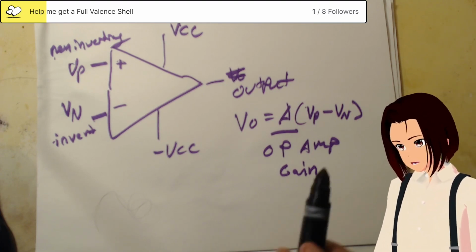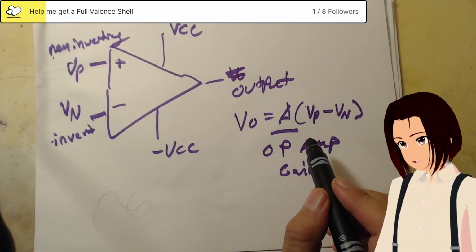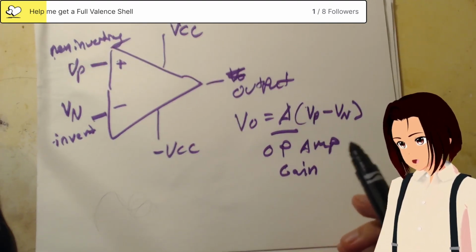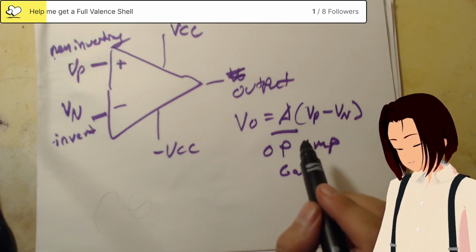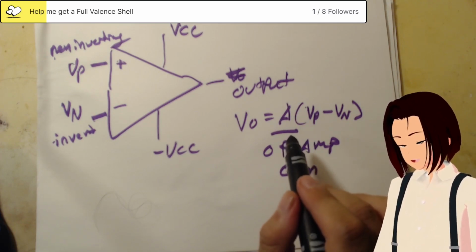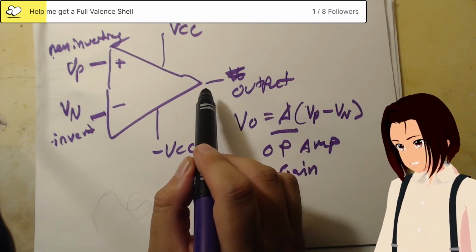This is the characteristic of the output. But here's one of the interesting things about this. This is what we call the open loop gain, because this is not connected to anything.